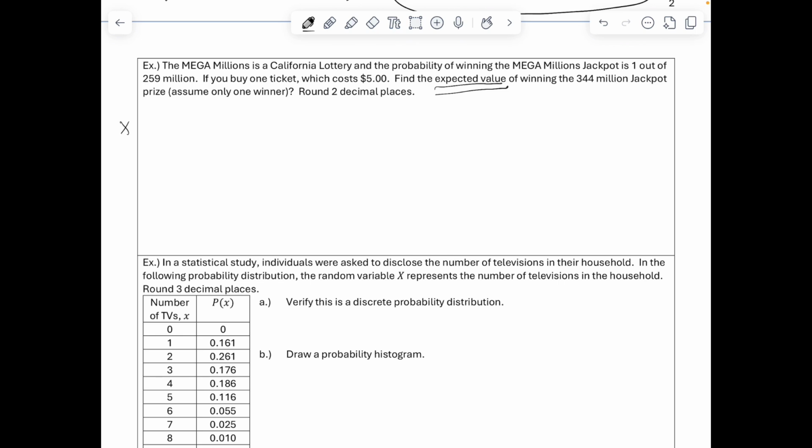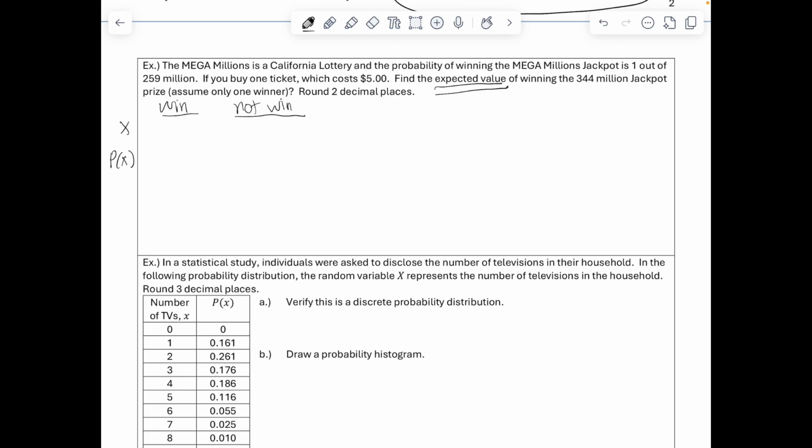So again, it's going to have x and p of x, a random variable, and there's two different things that are going to happen here. Either you are going to win or you're not going to win. Those are the only two things that we have. So first thing is if we win and if we do not win. Let's look at the x value, our random variable, and then we'll talk about the corresponding probabilities.